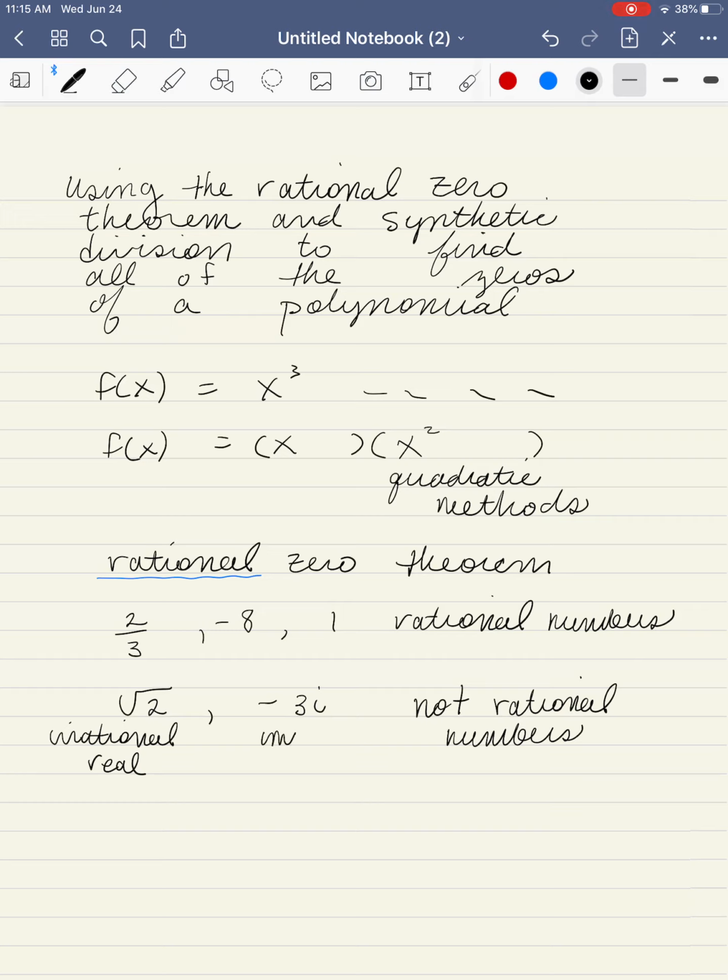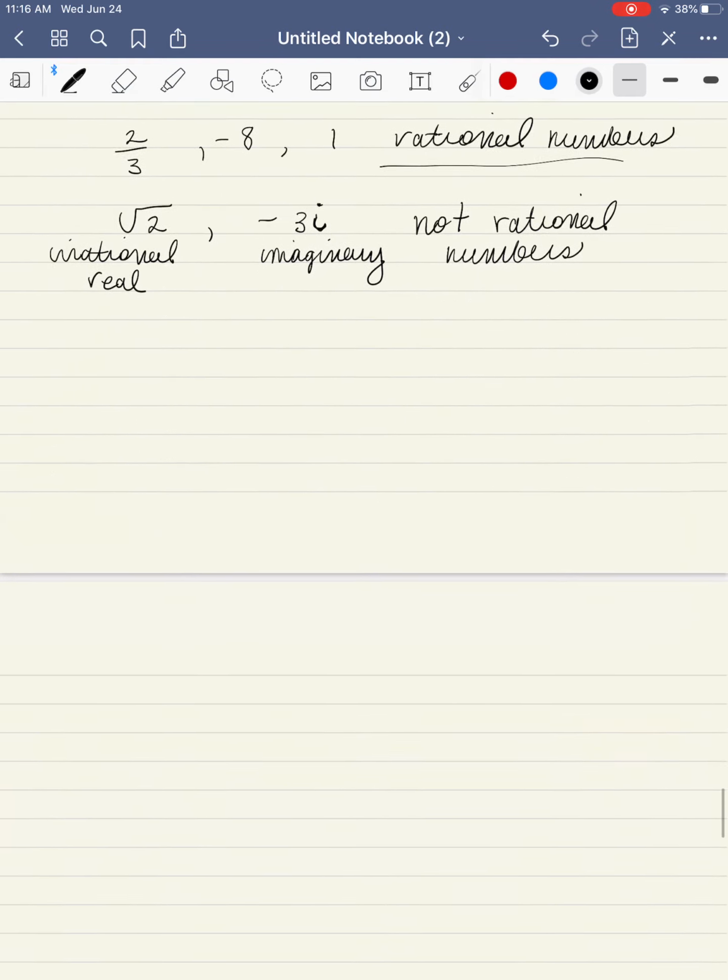It actually turns out that the square root of 2 is irrational. It is still a real number, so it will show up on the real number line. And -3i is imaginary. I can easily see that that's an imaginary number because it has that i in it. Remember, i is the square root of -1. So what we need to do when we're given a polynomial is come up with a list of numbers that could be zeros of that polynomial if that polynomial has any rational zeros.